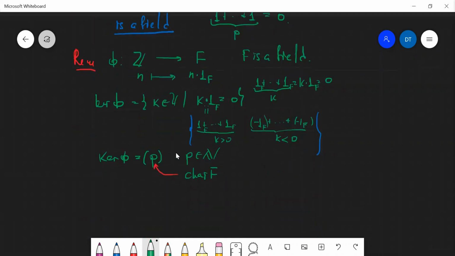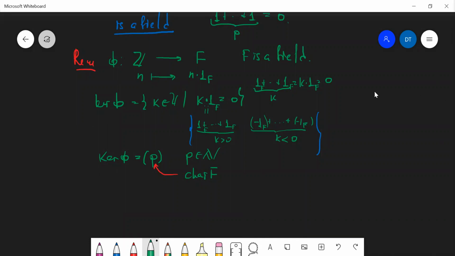Okay, so now what I'm saying is that if you consider the only homomorphism from Z to F, then its kernel is generated by an element p, and this element p is exactly the characteristic of the field. If you look closely at the definition of the kernel and the definition of a characteristic, you will see that this number here is exactly the characteristic. But let me skip the details of the explanation. I hope you'll be able to understand it by yourself.